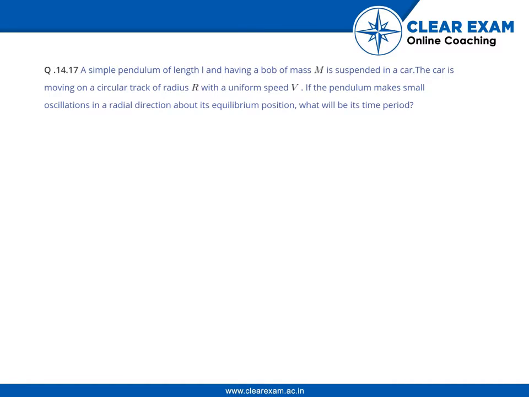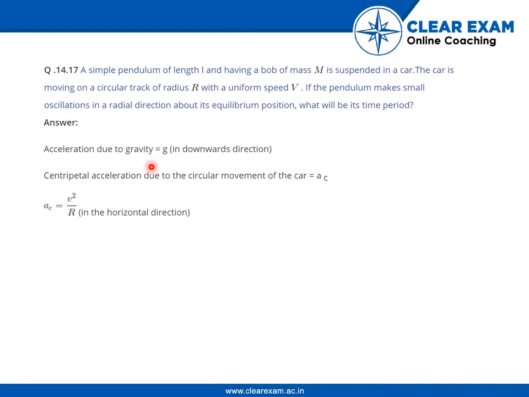So the question here is: a simple pendulum of length L and having a bob of mass capital M is suspended in a car. The car is moving on a circular track of radius capital R with a uniform speed capital V. If the pendulum makes small oscillations in a radial direction about its equilibrium position, what will be its time period? Acceleration due to gravity is g in the downwards direction.